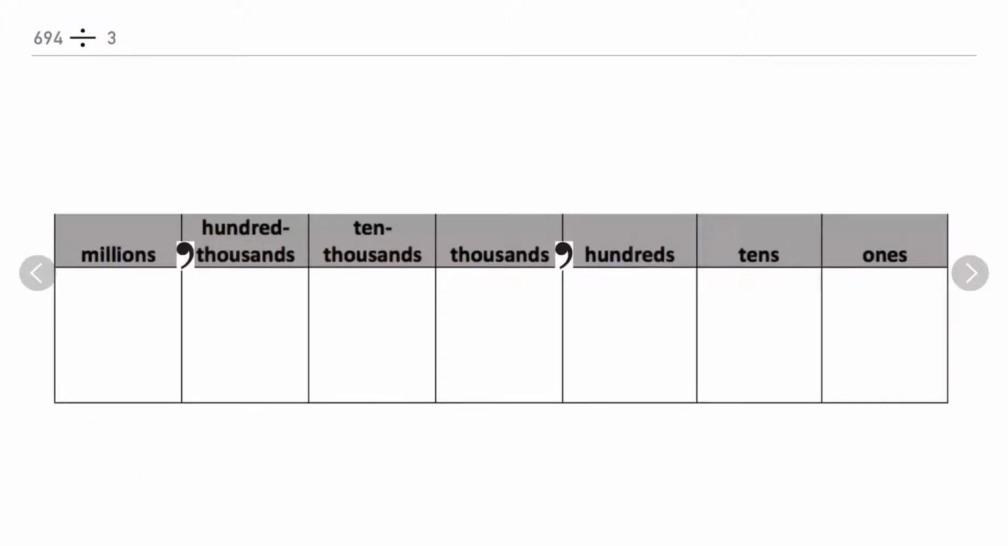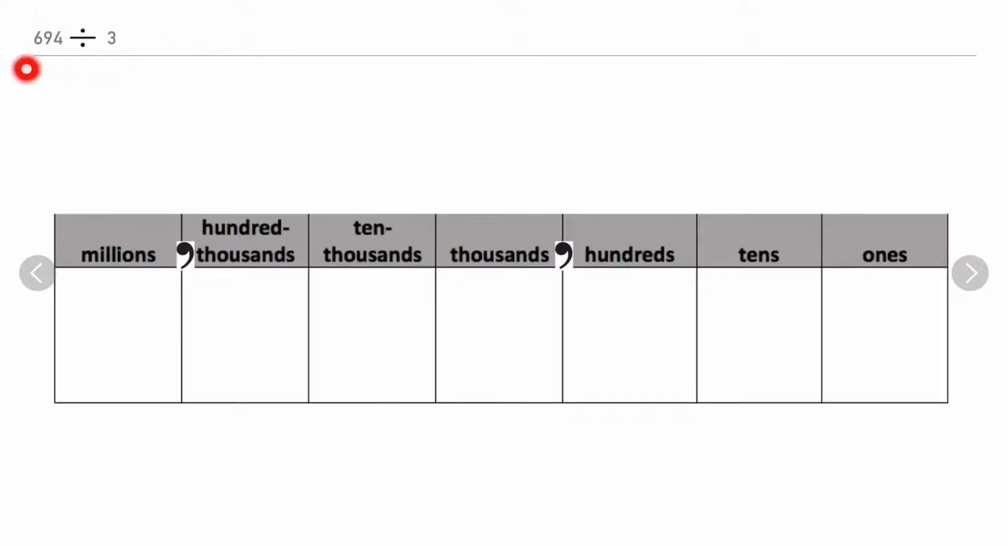Let's get started. We're going to be using two different strategies in order to divide two problems today. The first is our place value chart and disks, and the second strategy is the algorithm. My first problem, I have 694 divided by 3.